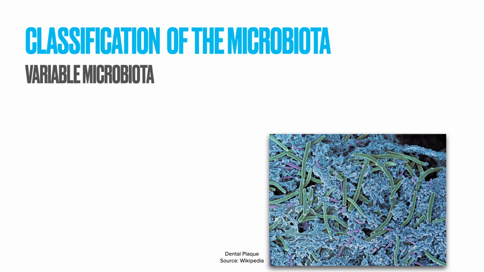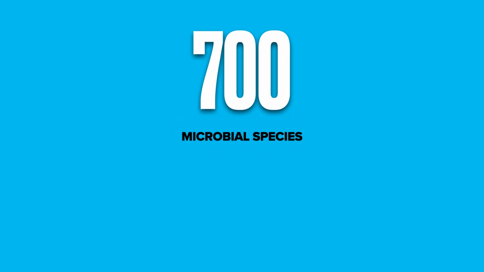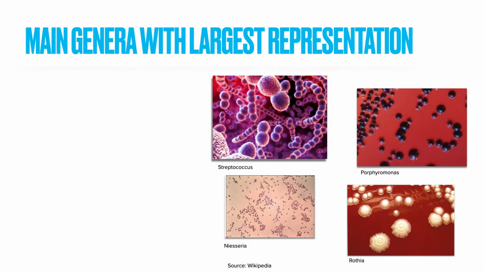Variable microbiota, on the other hand, are different between individuals, and they're influenced by unique lifestyles and phenotypic and genotypic determinants. The oral cavity contains over 700 microbial species, as well as commensal and opportunistic bacteria, archaea, fungi, protozoa, and viruses, which are organized into different microbial habitats, including the hard palate, the tongue, saliva, the throat, the lips, and even dentures if you have them.